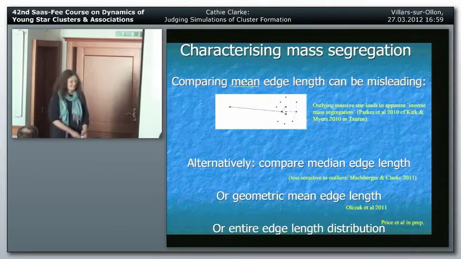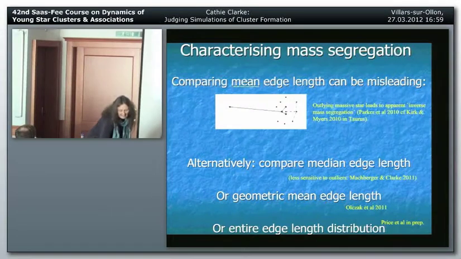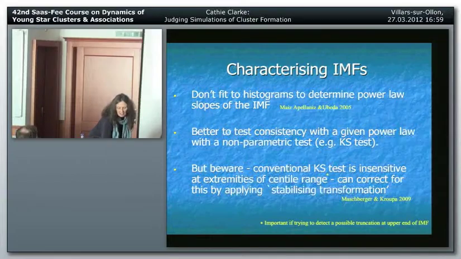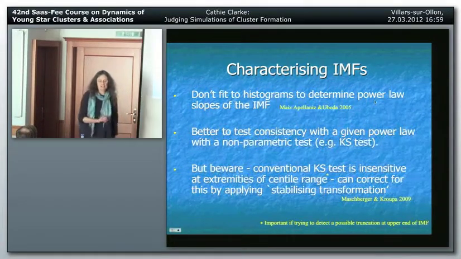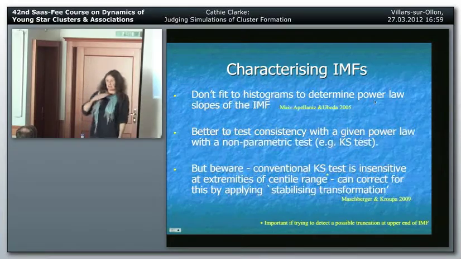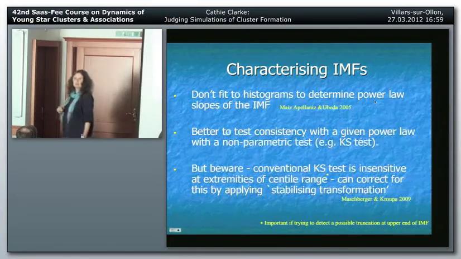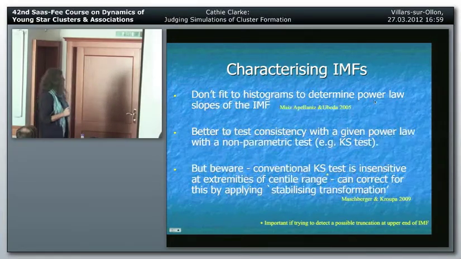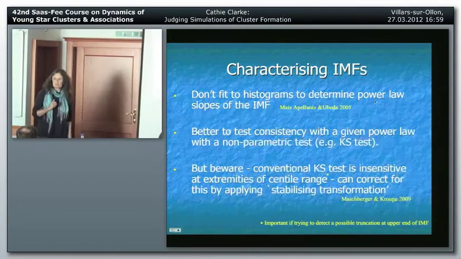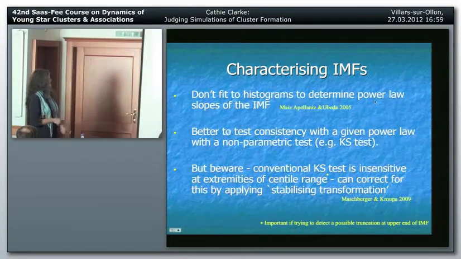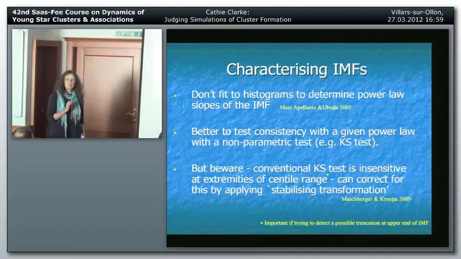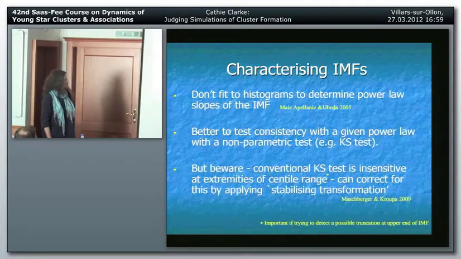That's very interesting, thank you. On characterizing IMFs, one thing you shouldn't do is to bin up your IMF in a histogram and put a straight line through it, although it's probably what most of us would do instinctively. If you want to know why not, I'm sure Thomas or Maschberger will be happy to tell you why not, or there's this reference from 2005 talking about the perils of that particular exercise.